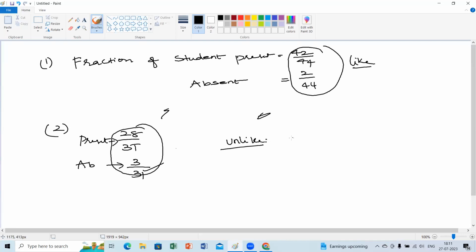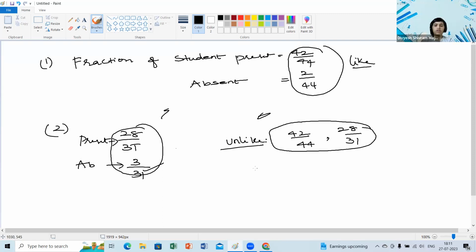So in Sri's class, the fraction of students present for the day is 42 by 44. And coming to the other student here, Shivram, it is 28 out of 31. These two are what type of fractions? Unlike fractions. Why? Because the denominators are not the same.